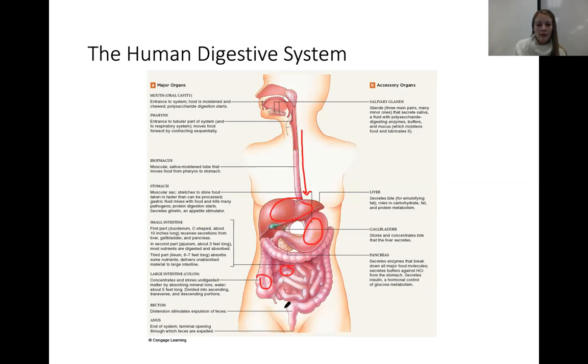You have your rectum and your anus down here. Your gallbladder is right here. It stores and concentrates bile that the liver secretes. Maybe you've heard of some people getting their gallbladder removed. And then the large intestine is also known as the colon, and maybe you've heard of somebody who's had a colonoscopy before.